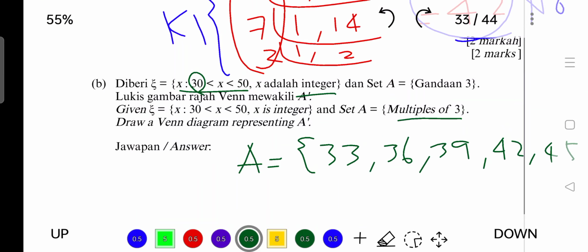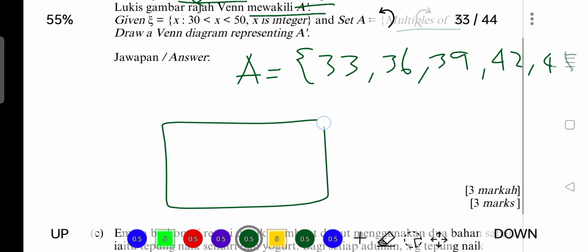All right, next they want you to draw a Venn diagram. Okay, Venn diagram is very simple.